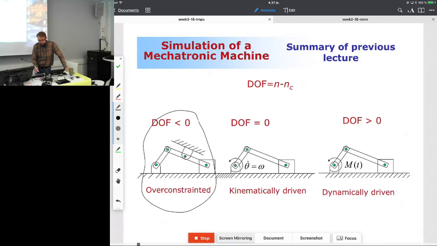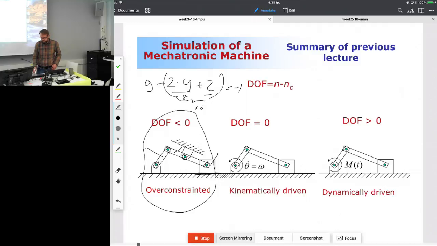If I first compute the number of generalized coordinates, I have here 1, 2, 3 moving bodies, so it's going to be 9 generalized coordinates in this system. Then I have here 1, 2, 3, 4 revolute joints, so it's going to be 2 multiplied by 4, and then I have a sliding joint here, a translational joint, so it's going to be plus 2. So this is 8 plus 2, a total of 10. So it's minus 1 degrees of freedom. The system cannot move.